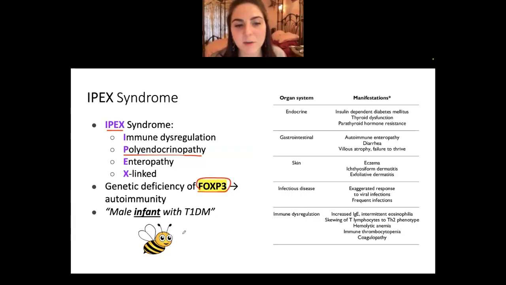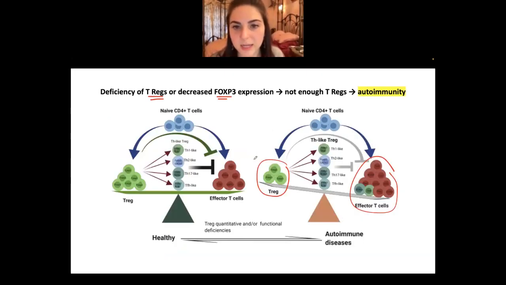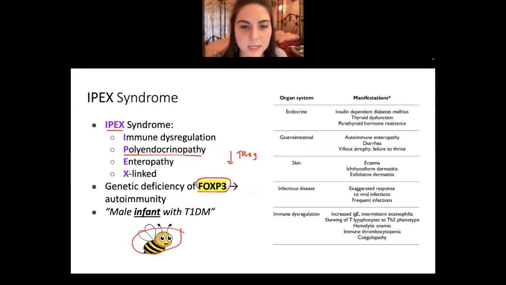I don't know if this is much of a buzzword type of thing, but I put this on here because this is a genetic disease of this transcription factor. So we do not have this transcription factor. Now we're going to have decreased Tregs, and that's why we get autoimmunity, because the scale is going to tip in that direction. One of the classic ones we get is IPEX syndrome. It's X-linked, so it's only ever going to be in males.